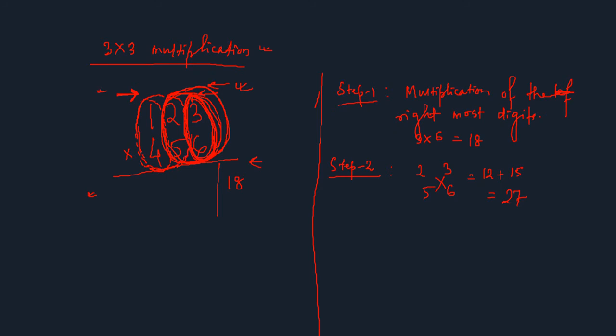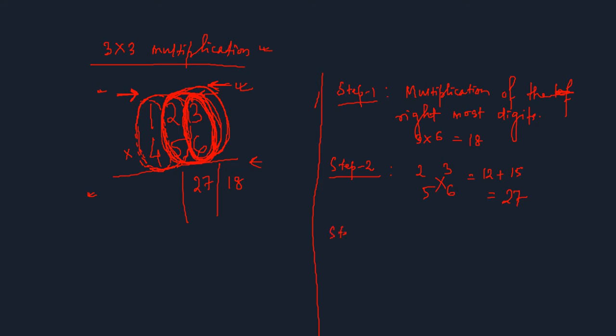That's the part I'm highlighting right now. But since we have started from the right, we multiplied the extreme rightmost digits, that's 3 and 6, and we did the cross multiplication between 2, 3, 5 and 6. You can relate it very well to the 2 by 2 multiplication. So the result we obtain is 27.